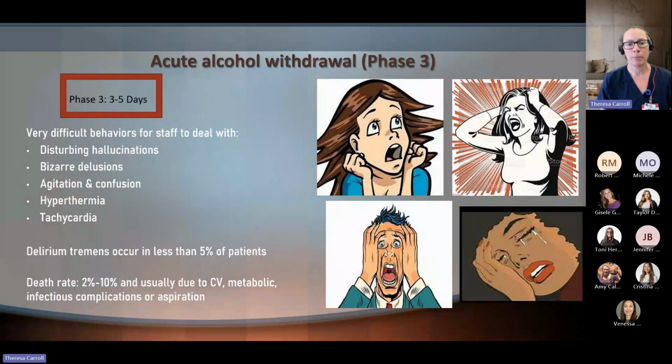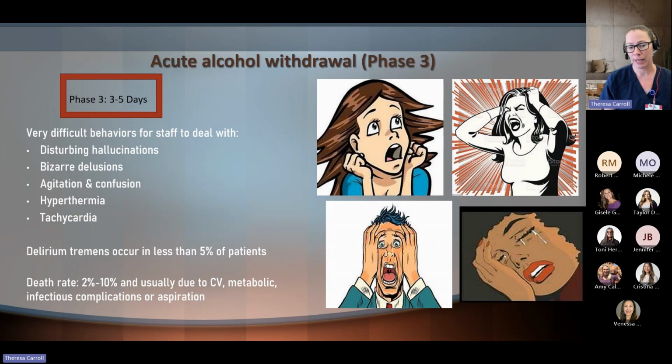Phase 3 is about that 3 to 5 day window. And this is where it can be very difficult for staff to deal with if we are not controlling this detox well, because we see sensory disturbances, hallucinations, bizarre delusions, agitation. Their central nervous system can get so out of whack that we can see hypothermia develop. And again, that tachycardia stays persistent. The hallucinations, again, occur in about 3 to 10% of patients. They're usually visual, but they can be any sensory.